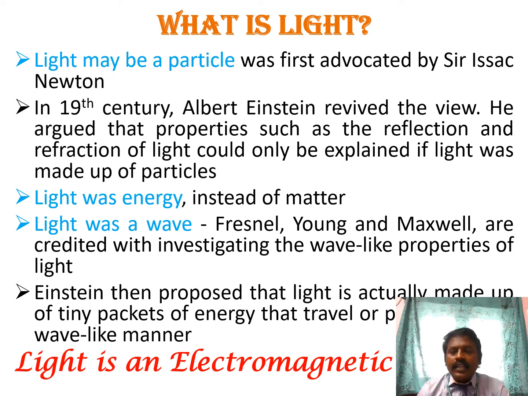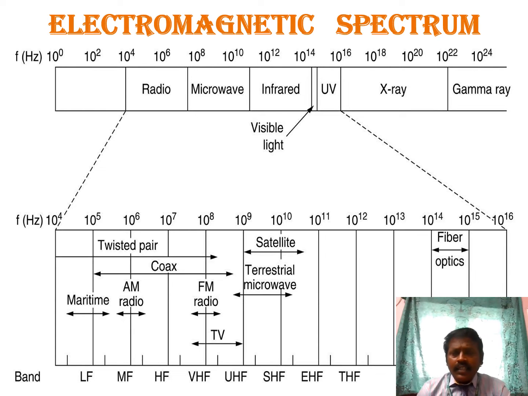Then Fresnel, Young and Maxwell came and investigated light, and finally they told us that light is a form of a wave. Then Einstein proposed that light is actually made up of tiny packets of energy that propagate like a wave. So finally they concluded that light is in the form of an electromagnetic wave. Then we see the electromagnetic spectrum.